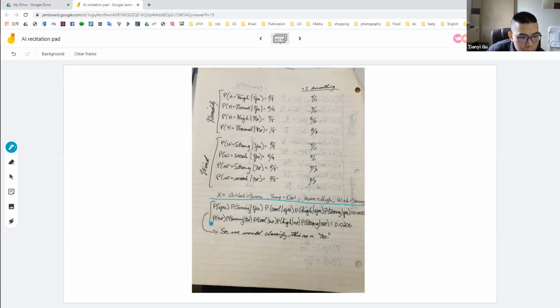And then we test this on another hypothesis. No, do not play tennis. And then reading all the counted data, all the probabilities, we got 0.0206. That is higher than the probability of hypothesis yes. So the prediction is no. Given this weather condition, we don't want to play tennis.